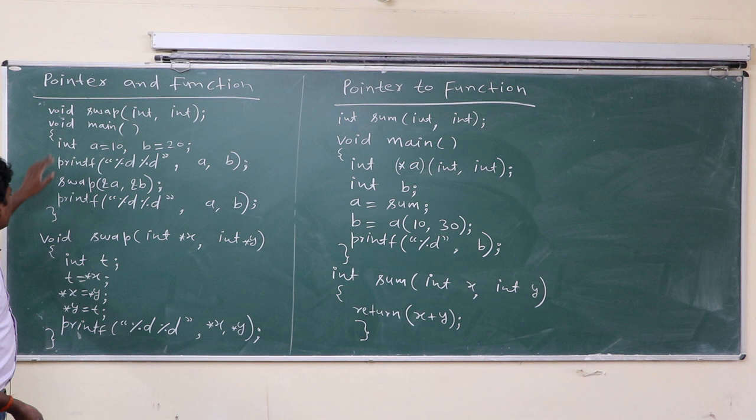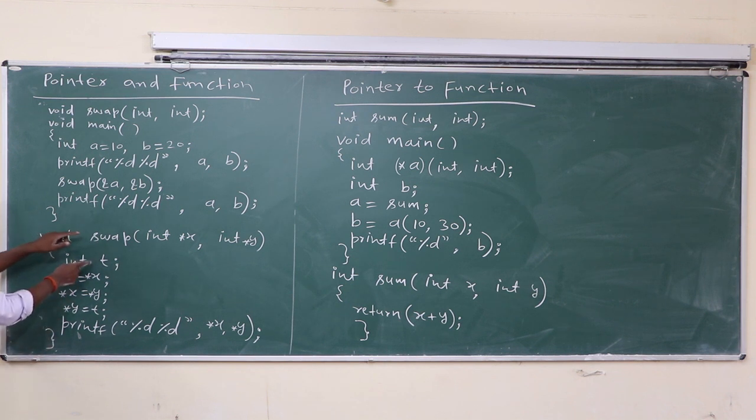So there are two functions. One is a main function from here to here, another is a swap function from here to here. Both the main function and the swap function are user defined functions.